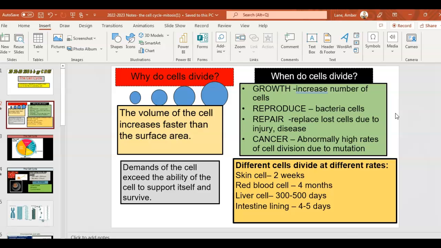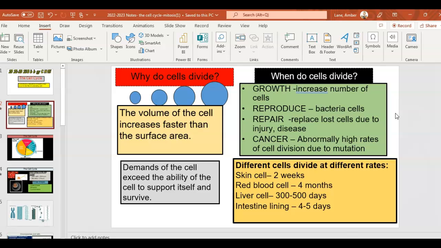Okay, so start off, why do cells divide? And we talked about this before. The volume gets bigger than the surface area. So when the volume increases in size faster than the surface area, the cell has to divide. The cell has to be able to get nutrients from one side of the cell to the other so the cell can survive.